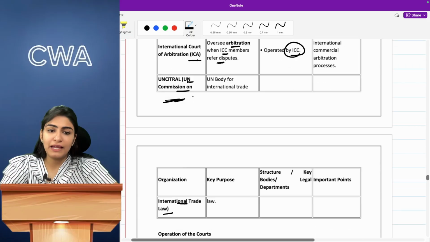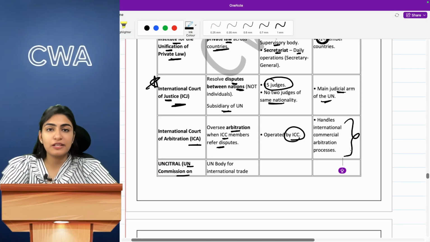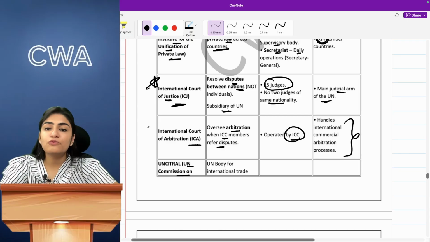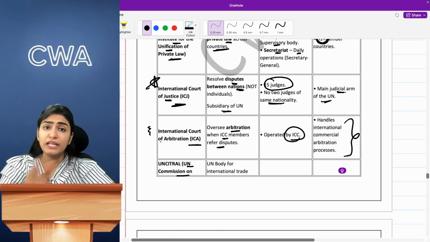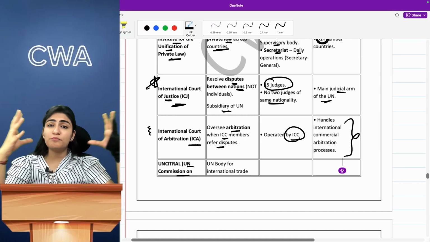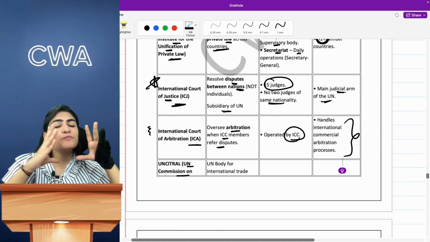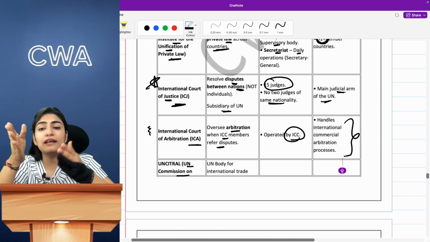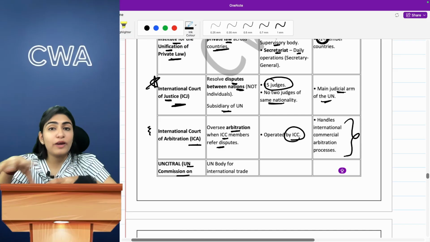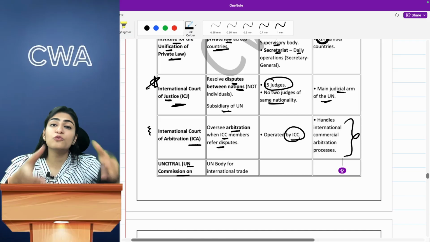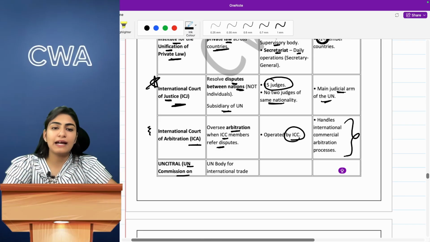It is operated by ICC, and it handles the international commercial arbitration process. You can wait on this for some time. We will discuss what arbitration is, and I'll repeat this again. But to give you a bigger picture, what is ICA? There is a process called arbitration, and the ICA, International Court of Arbitration, is where this process happens, and who looks over this particular process or court. It is operated by ICC.